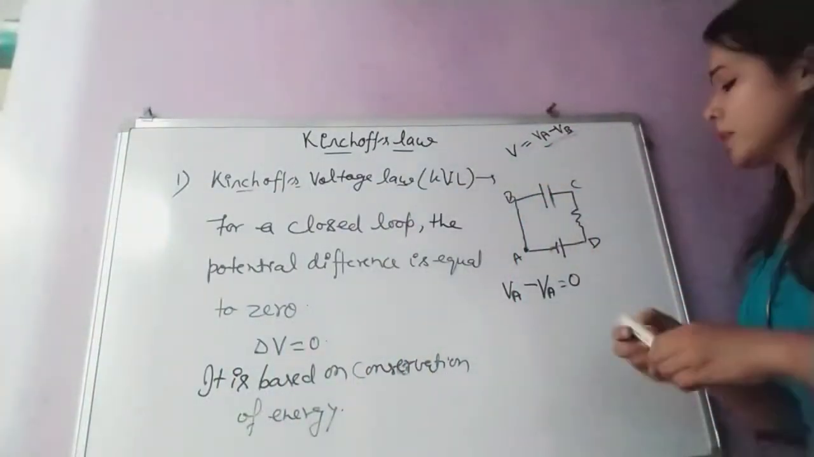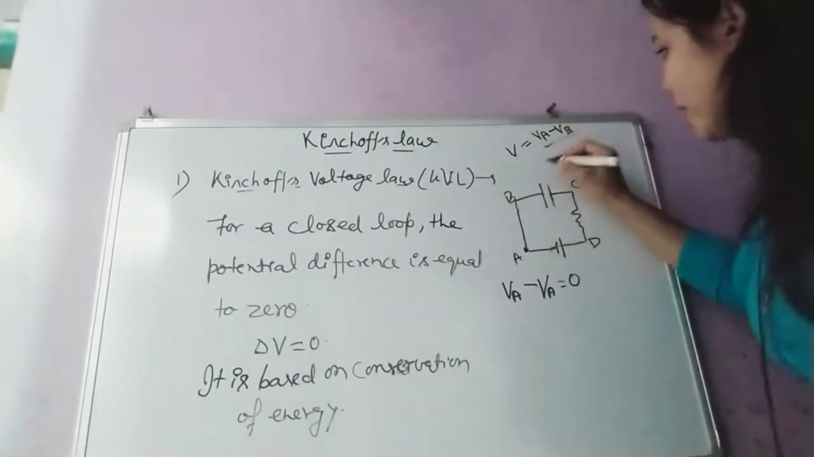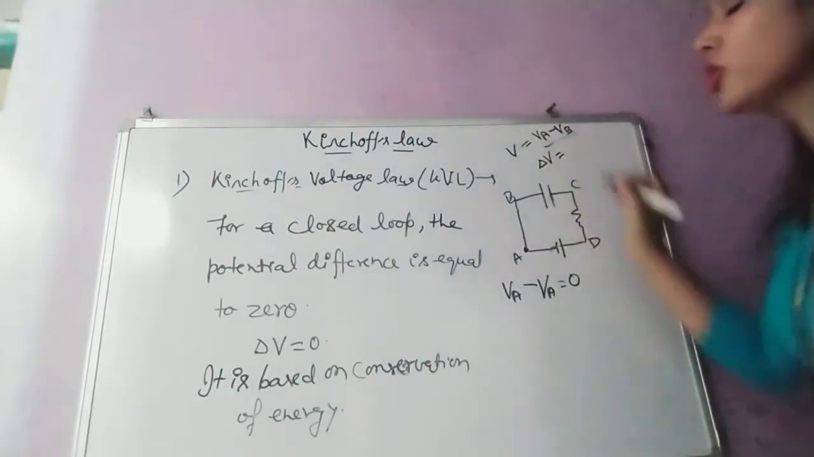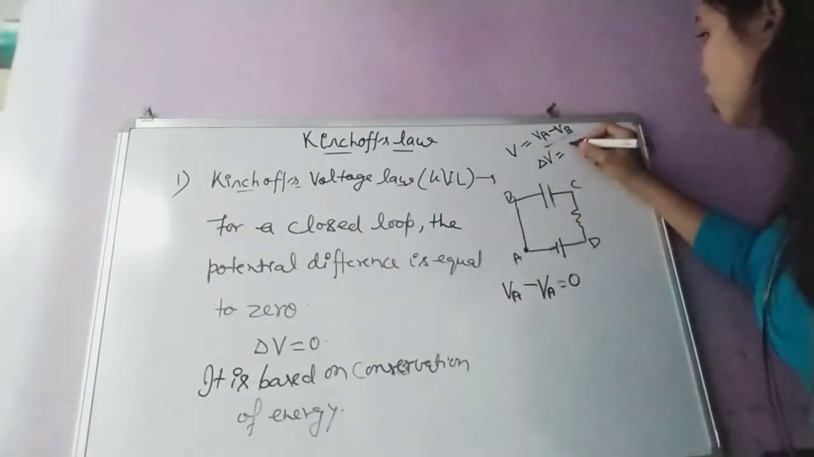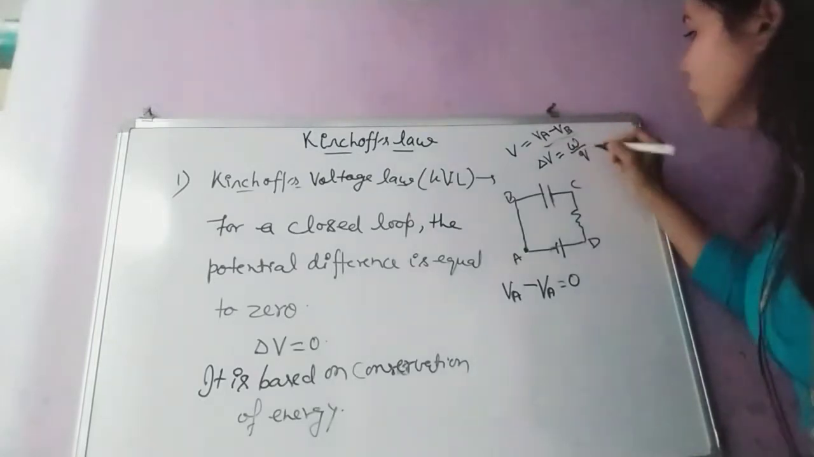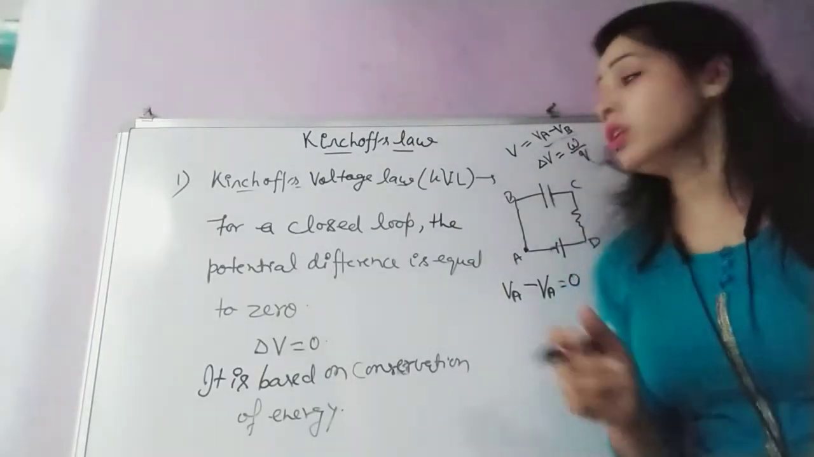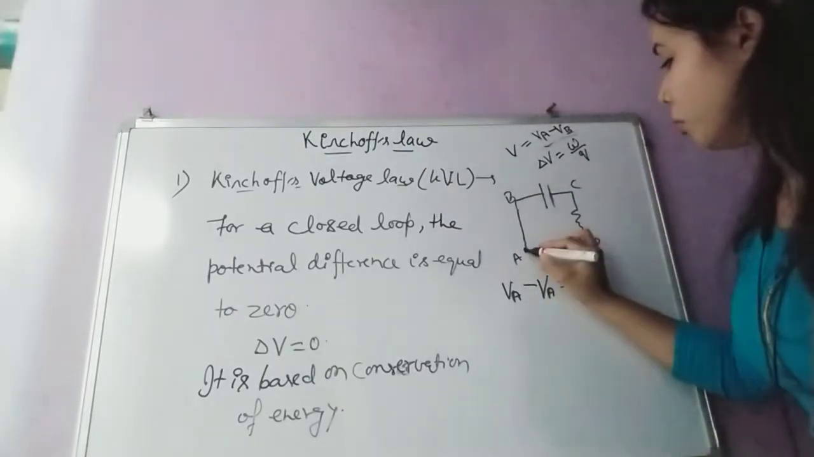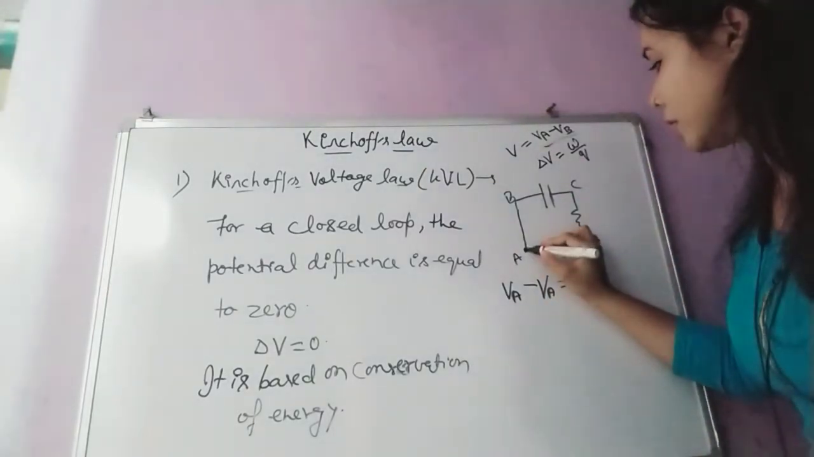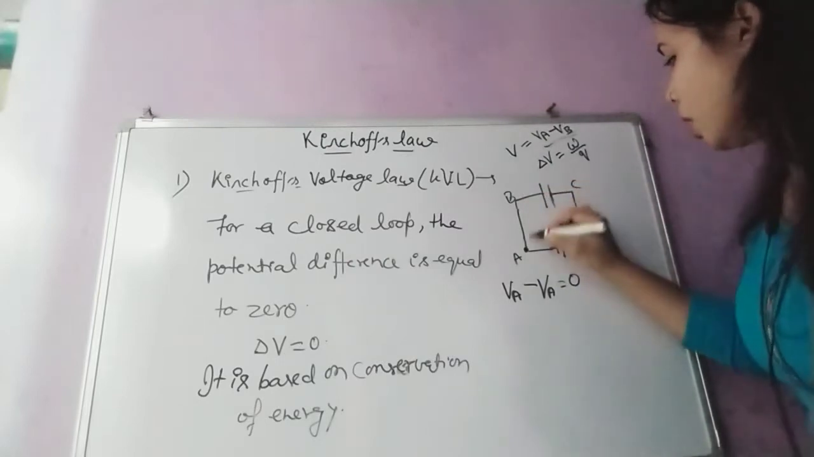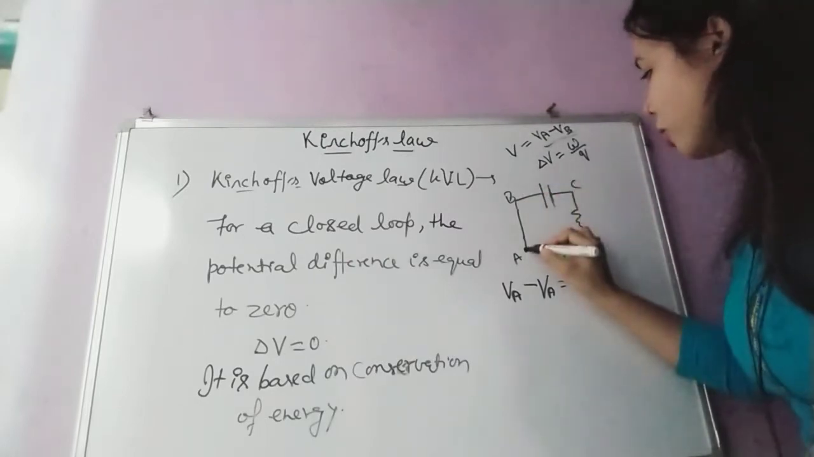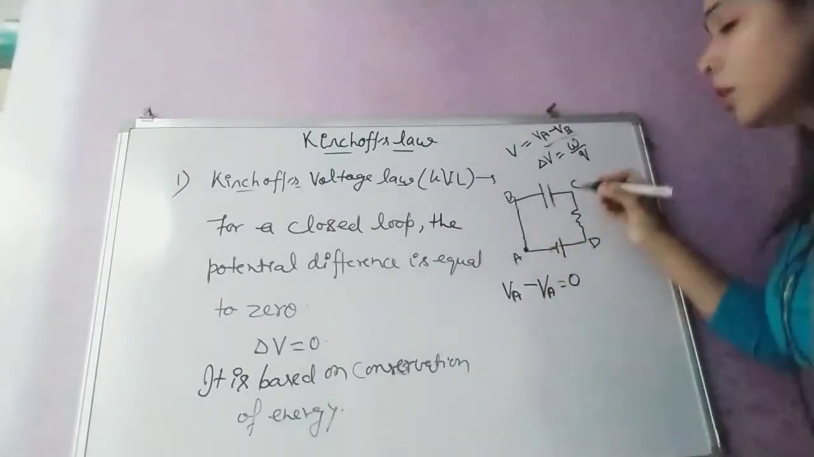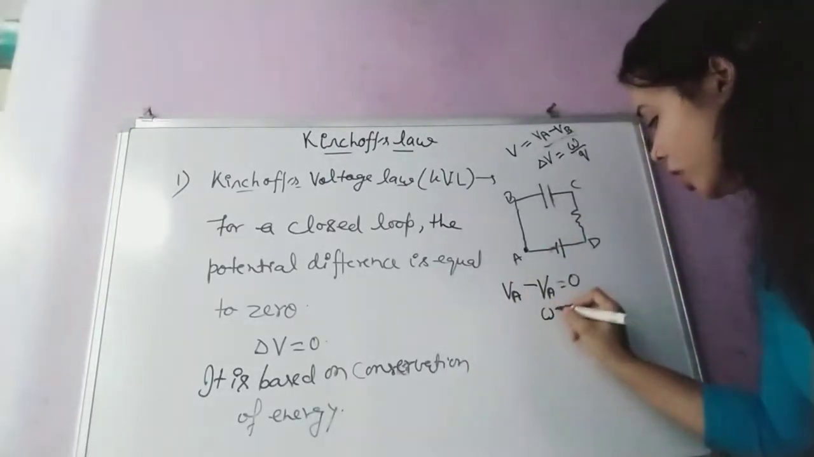Another method to explain this I will tell you. In the second chapter you have studied that change in potential, or potential difference, equals work done per unit charge. That is the first definition, work done per unit charge. If the charge is moved by an external agent from point A and comes back to point A, what is the work done? It is 0.